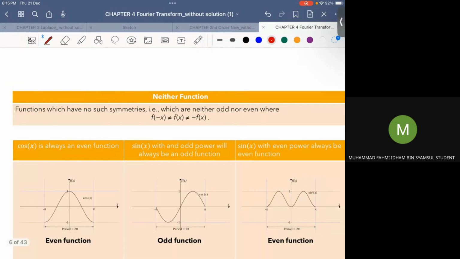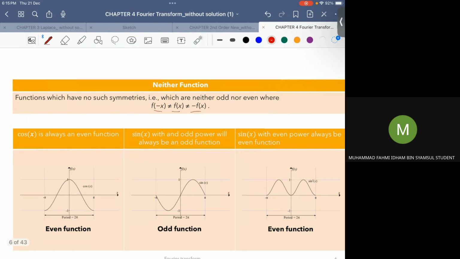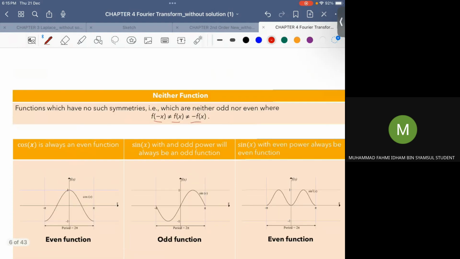Lastly, what is a neither function? A neither function is a function which has no such symmetries. For example, it is neither odd nor even. So a neither function is a function that is not even and not odd. When you substitute negative x, you will get a function that is not equal to f(x) and not equal to negative f(x). So that is a neither function.